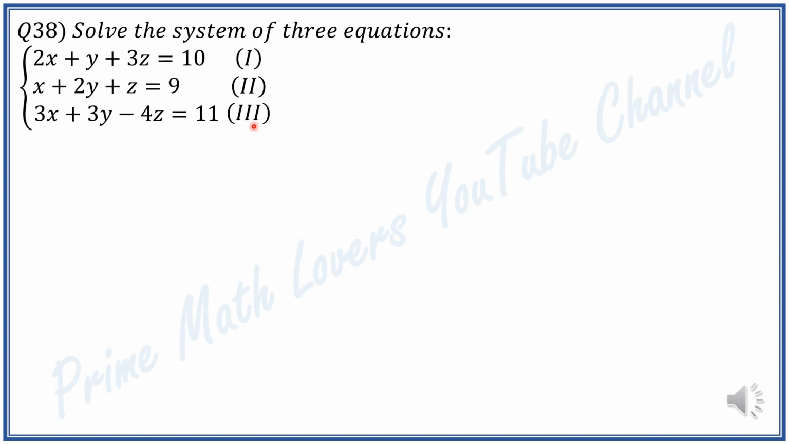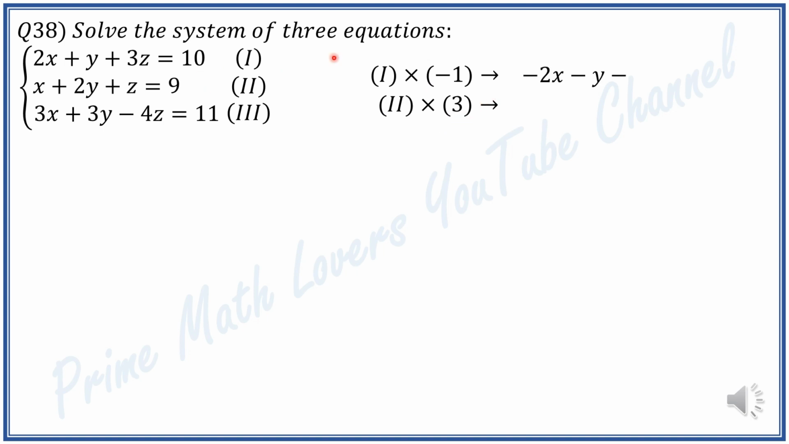In the elimination method, our aim is to eliminate one of the variables from the system of equations. Let's choose to eliminate z. In the first equation, the coefficient of z is 3, and in the second equation, it is 1. To make these coefficients opposites, we multiply the first equation by -1 and the second equation by 3. So first equation times -1 and second equation times 3.